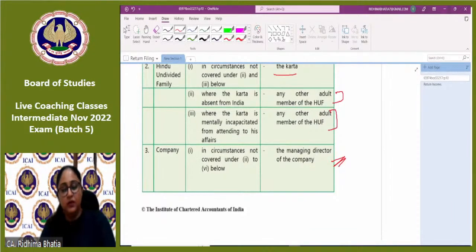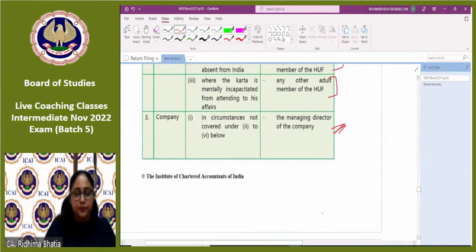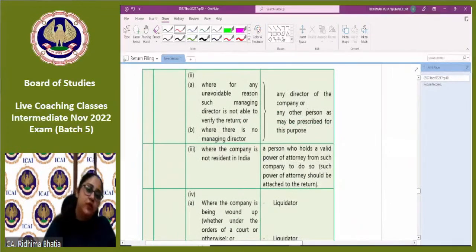But if managing director is outside India or due to unavoidable reason he cannot verify the return, then any director of the company or any other person as may be prescribed for this purpose. ये क्या है? We will come to it. Okay. अगर कंपनी का मैनेजिंग डायरेक्टर है ही नहीं, if there is no concept of managing director, then any director. Where the company is not resident in India, that is, it's a foreign company, then a person who holds valid power of attorney from such company can verify the return.